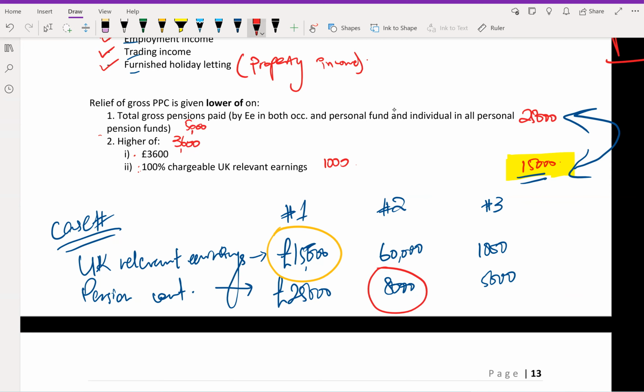So what you have to do is take the lower of the total gross pensions paid and 3,600, whichever is higher of the two. So in this case, your answer becomes 3,600. That means the maximum relief you can get of the band extension and ANI reduction is 3,600. So case number 3, the answer would be 3,600.